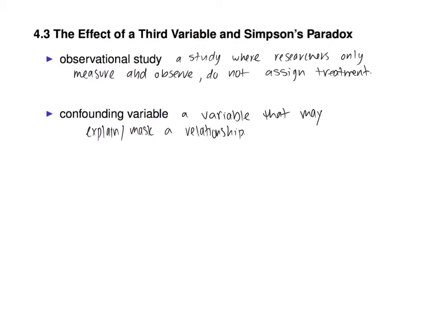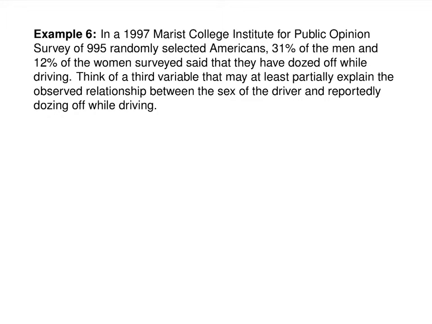The first example we're going to have is to just guess what a possible confounding variable might be in a specific situation. In the 1997 Marist College Institute for Public Opinion survey, 995 people were asked whether or not they had dozed off while driving. Of the Americans, 31% of the men and 12% of the women said that they have dozed off while driving. Can you think of something other than just men are irresponsible? No offense intended.